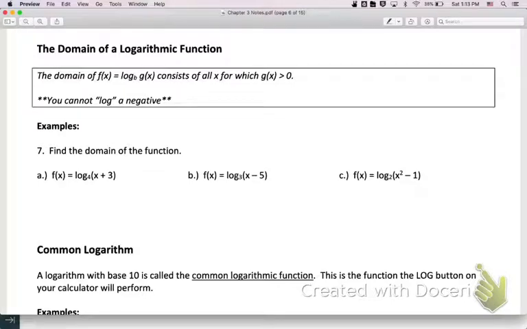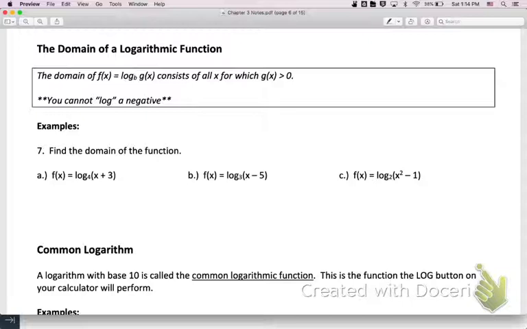All right, this is going to be a short one for today. So we talked yesterday about logarithmic functions and their graphs and what they look like. And so we need to talk a little bit more specifically about the domain of a logarithmic function, because as you saw, the log function has a vertical asymptote, which means our domain is restricted.